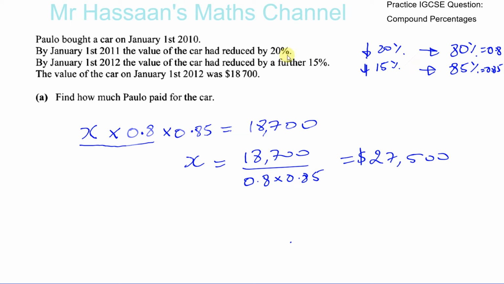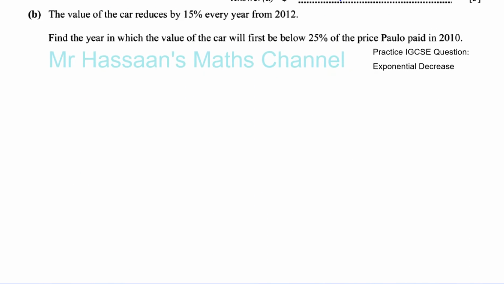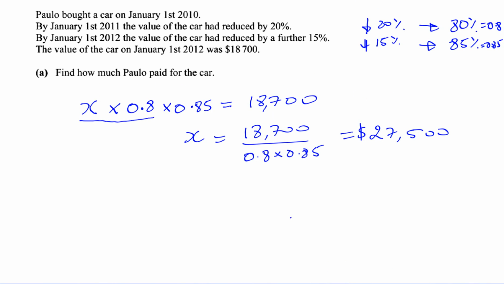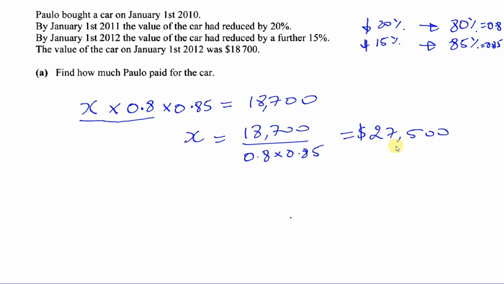Now part B: the value of a car reduces by 15% every year from 2012. Find the year in which the value of the car will first be below 25% of the price Paolo paid in 2010. So the first thing we need to do is look at the price he paid for it in 2010, which is what we just found. So it's 27,500, so we've got to use that value.